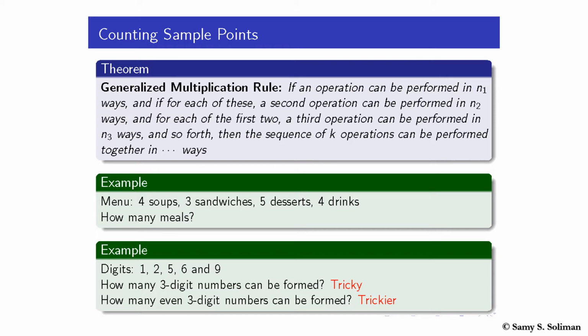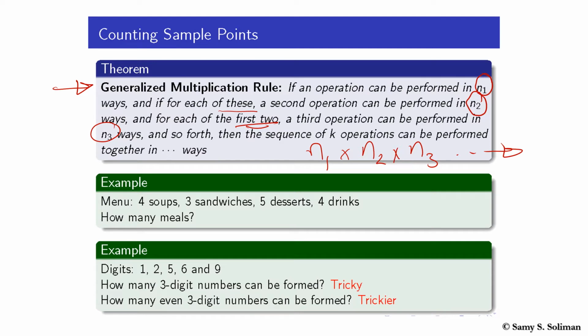We can then generalize this multiplication rule into what we call the generalized multiplication rule, which states that if an operation can be performed in n1 ways, and then for each of these, a second operation can be performed in n2 ways, and then for each of the first two operations, a third operation can be performed in n3 ways, and so on, then the whole set of procedures can be performed in a number of ways equal to n1 times n2 times n3 and so on.